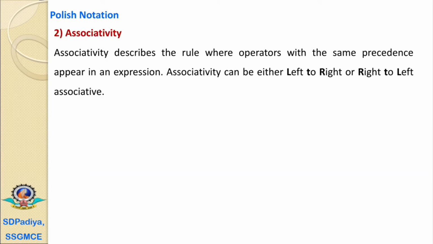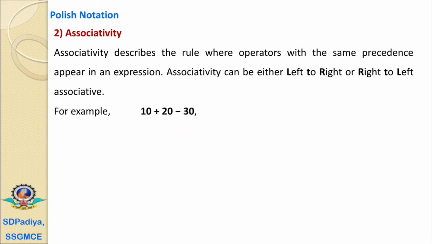The second is associativity. Associativity describes the rule when operators with the same precedence appear in an expression. In the example that we discussed previously, there was one addition and one multiplication, two operators with different precedence. But if we have an expression in which more than one operator is available and all these operators belong to the same group having the same precedence, then the associativity can be either left to right or right to left.